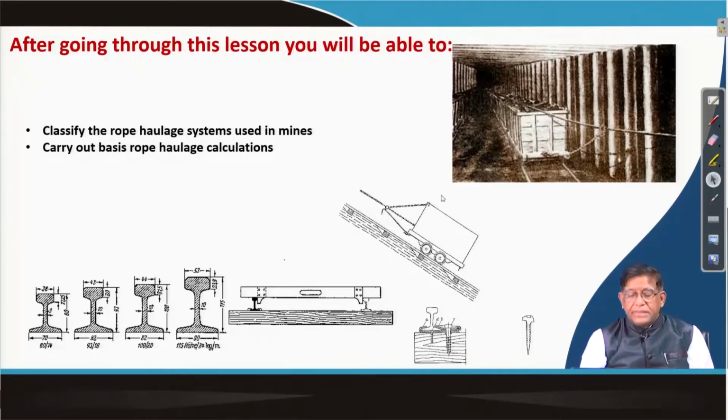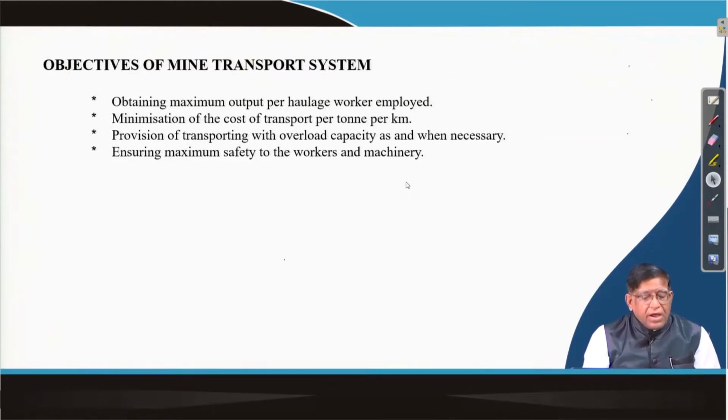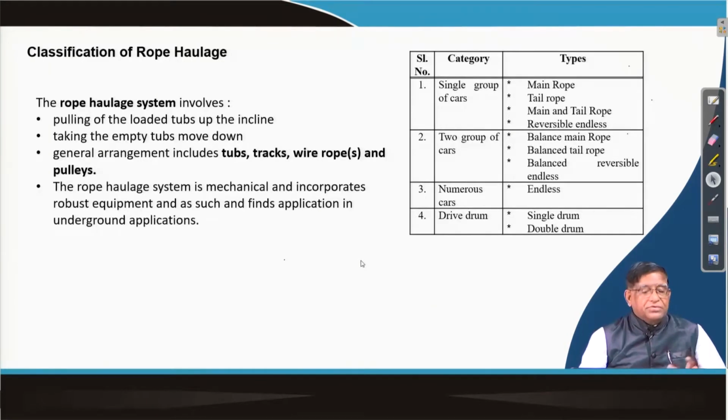Coming to the objective of the mine transport system, we have already discussed that we have to find out the maximum output per haulage worker, and for that we have this rope haulage system, which can be classified into a single group of cars: main rope or tail rope, main and tail rope, and reversible endless rope.